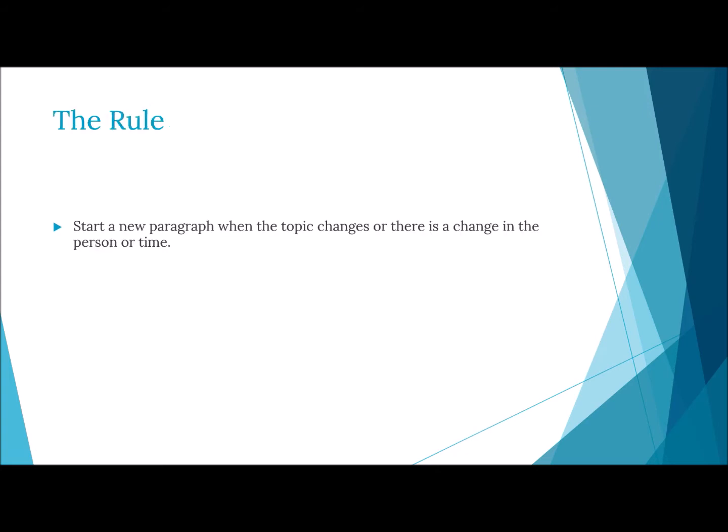So there is one main rule that you can use, and that's to start a new paragraph when the topic changes or there's a change in the person or the time period. Now that rule sounds great on paper, but it can actually be quite difficult to do when you're writing. People are saying, is this the same topic? Is it different? Everything's about the same main topic, so it can be quite difficult to know when to change. So hopefully it'll become a little clearer as we go through.